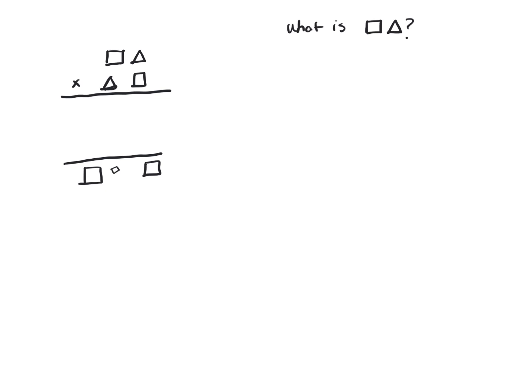We're trying to figure out what square triangle is. That's a 2-digit number. And they tell me that square triangle times triangle square gives me square some other number square. What's the only way you can get a square here? What number is there? The only way that can happen is if triangle equals 1.